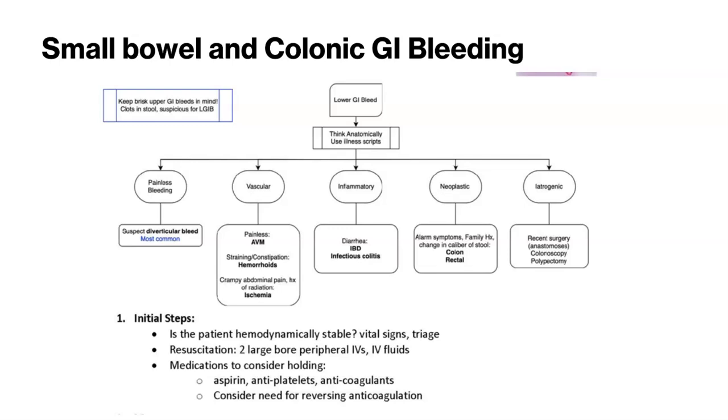Malignancies can cause bloody or dark stools and are extremely important to rule out or catch early when investigating a GI bleed. Lower GI bleeding can also be iatrogenic in the setting of recent abdominal surgeries or colonoscopy, especially if polypectomy was performed.